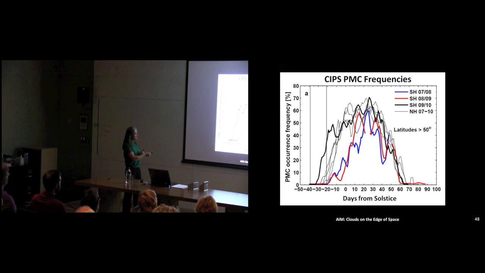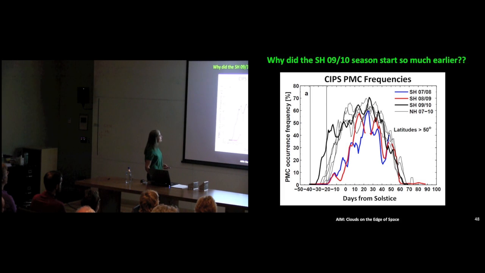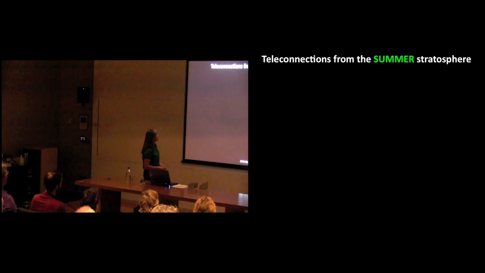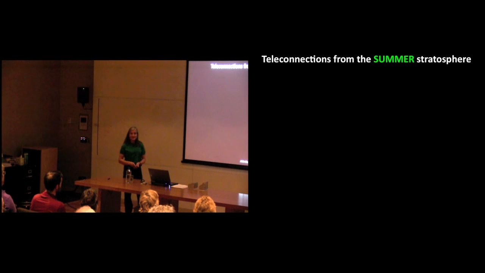And in particular, this season, 09, 10, started out really early compared to any of the Northern Hemisphere seasons, and particularly compared to the other Southern Hemisphere seasons. So we wanted to understand what that was all about. Why did it start so much earlier? And the answer is that it's teleconnections, but this time it's from the summer stratosphere. So we're in the Southern Hemisphere mesosphere up here. We're now looking at things that are happening in the stratosphere down below.